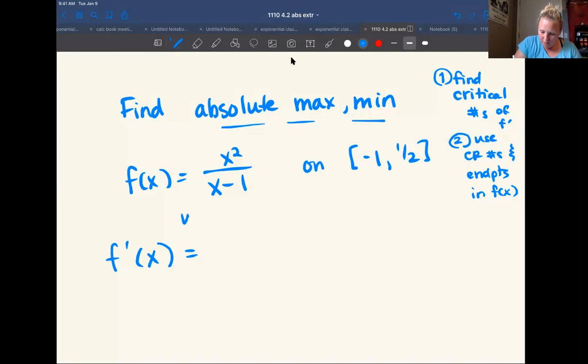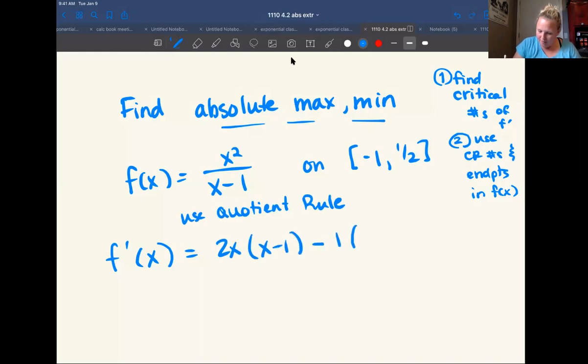So this is quotient rule. So the derivative is the derivative of the top, which is 2x, times the bottom, minus the derivative of the bottom times the top, all over the bottom function squared.